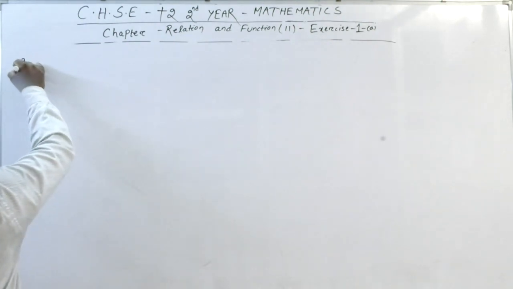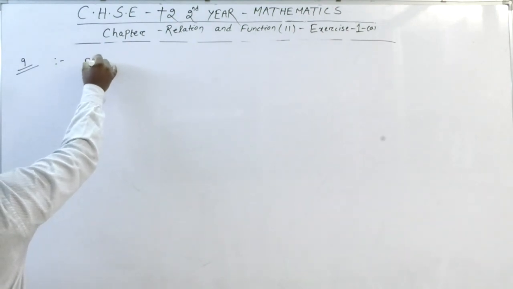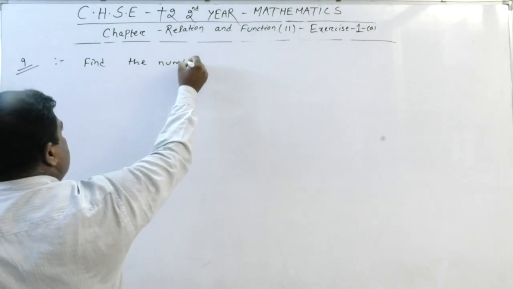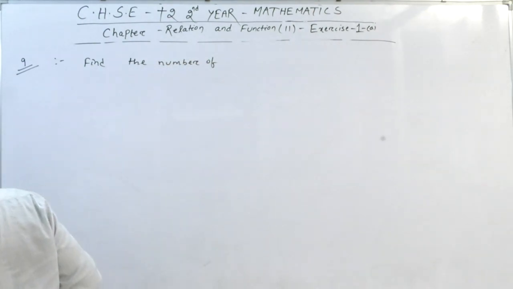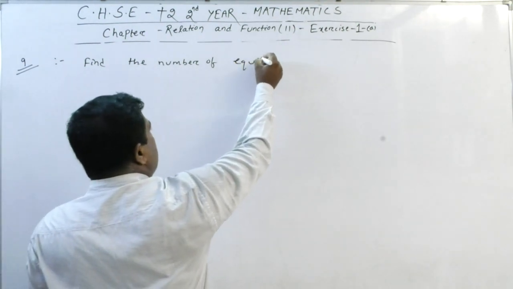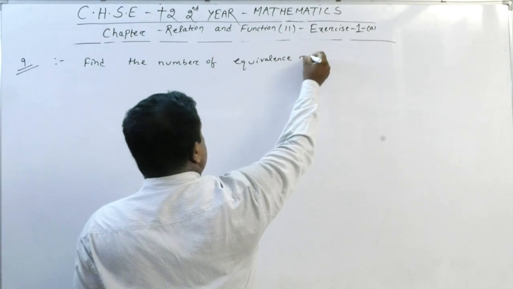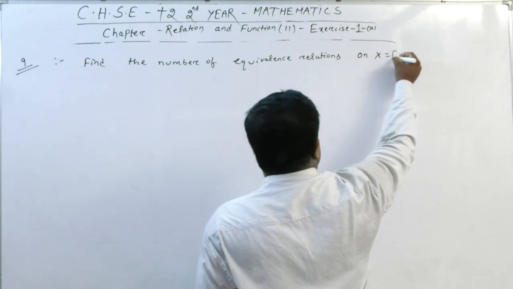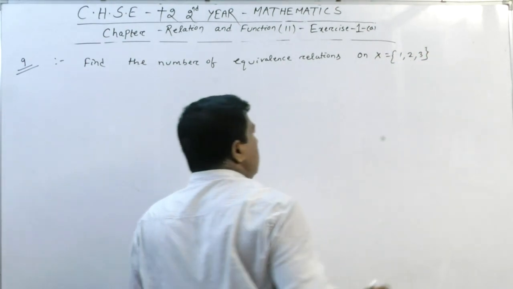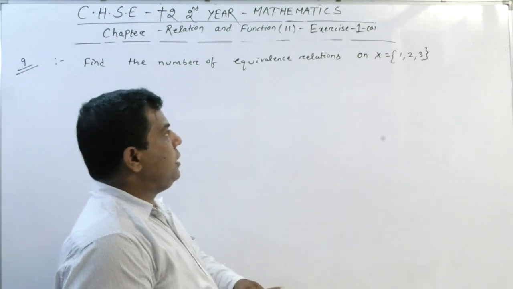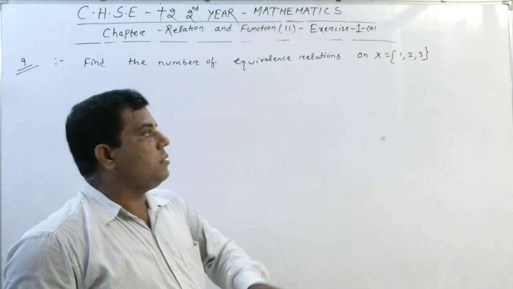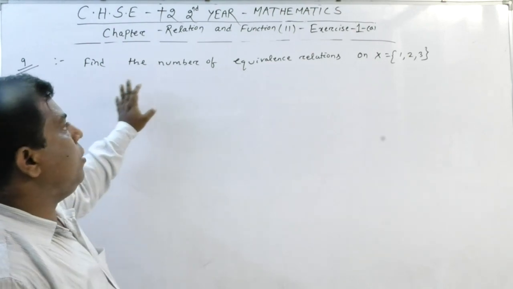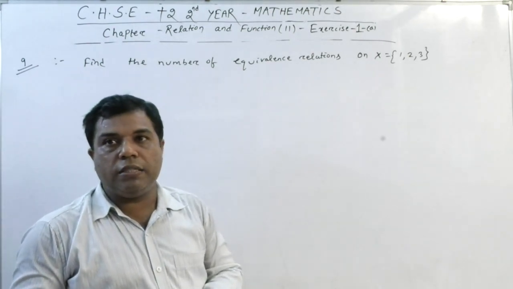So question number 9 is: find the number of equivalence relations on X equal to {1, 2, 3}. Okay, so this is the question, that X is given as a set {1, 2, 3}, and we have to find the possible number of equivalence relations.